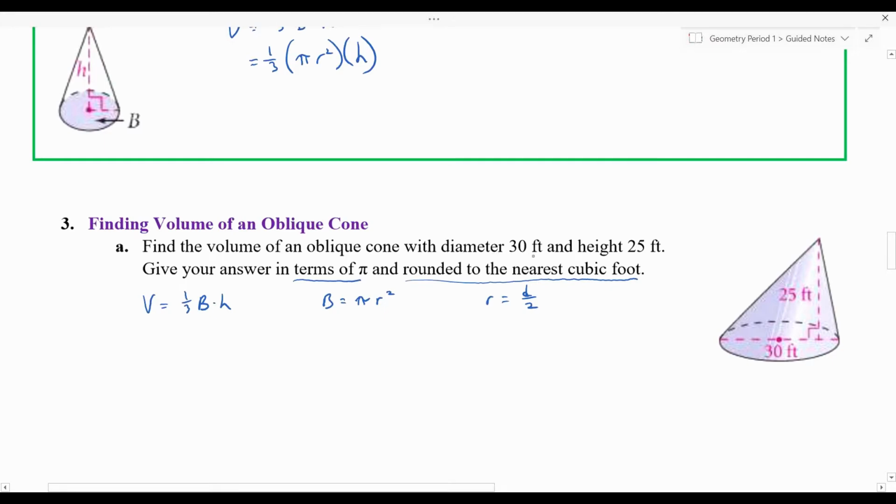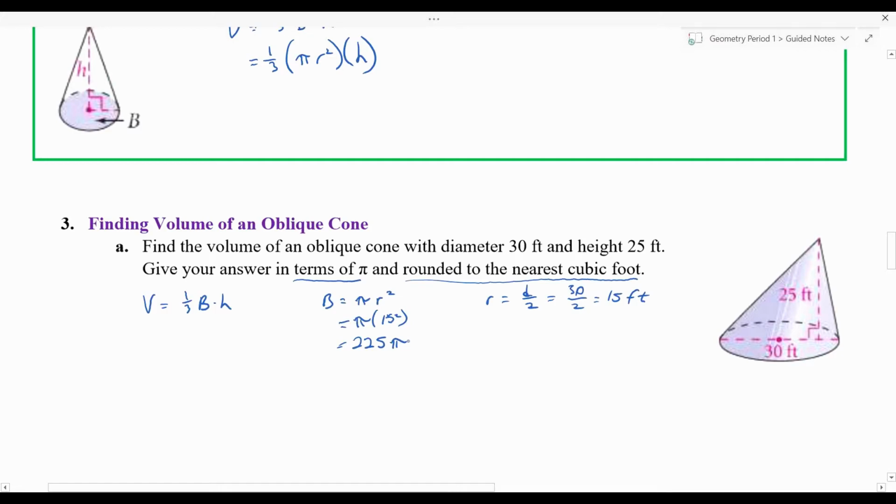So we plug in, the diameter is 30. So this becomes 30 divided by 2, which is 15. So we know that the radius is 15 feet. We plug that number in here. Pi 15 squared. And we get that number to be 225 pi. So B is going to be 225 pi.